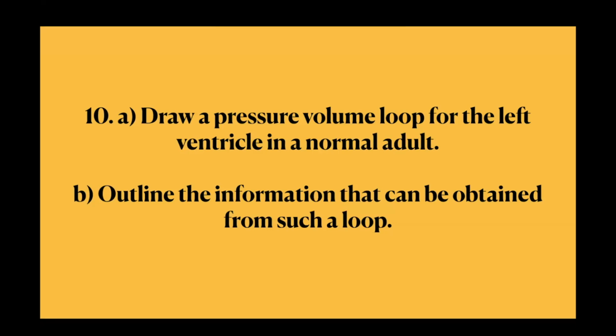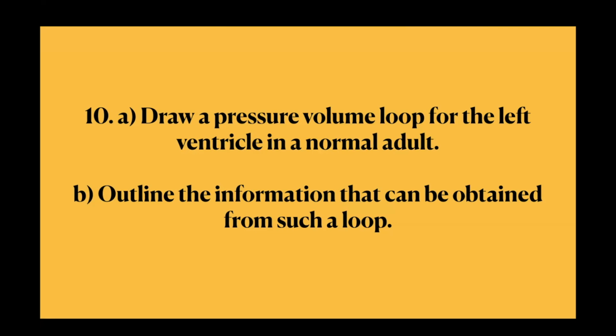Question 10A and 10B. So 10A is: draw a pressure volume loop for the left ventricle in a normal adult. Outline the information that can be obtained from such a loop. So hopefully, when we went through the graphs and diagrams, we did go through this pressure volume loop. Hopefully this was helpful to you with regards to answering this question.